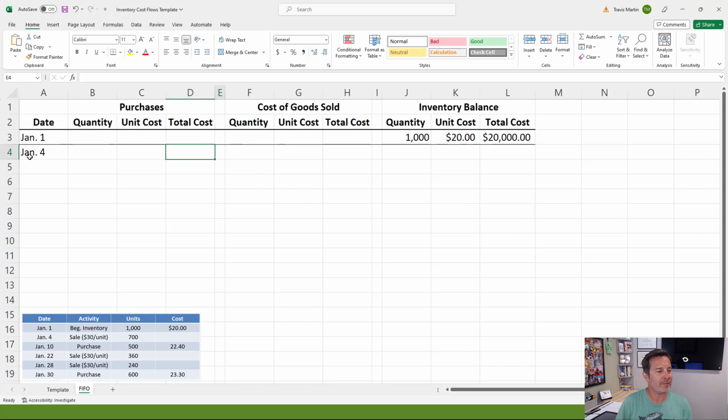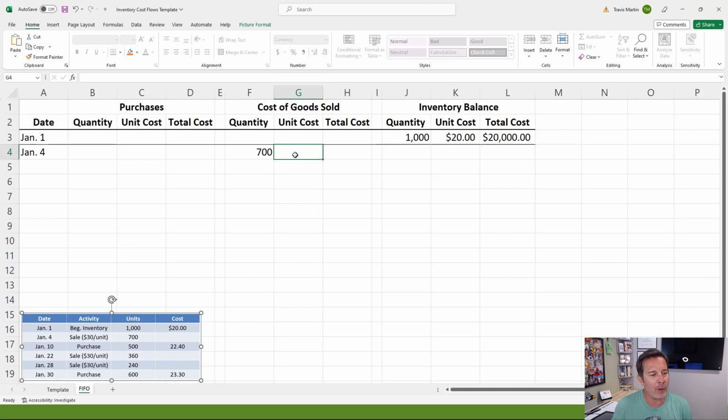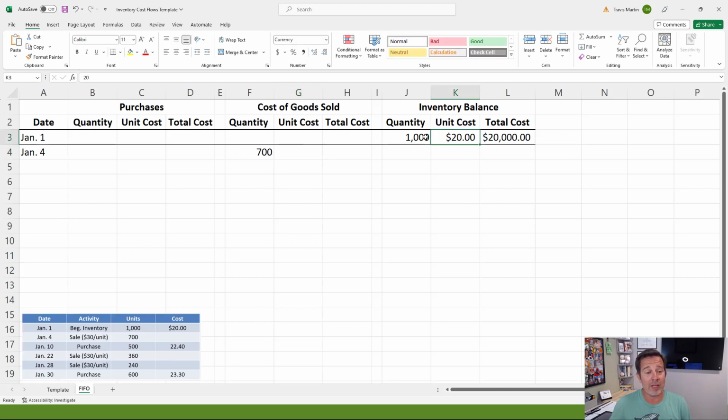January 4th, we sold. So I'm going to put it under cost of goods sold. Now, don't get confused here. The $30 a unit sell price is quite inconsequential to what we're working with here. We don't care about what it sold for. Remember, we're tracking inventory cost. That's the game we're playing. Doesn't matter what it sold for. And so don't get confused and put that sell price in unit cost. The unit cost is what we had paid for the inventory.